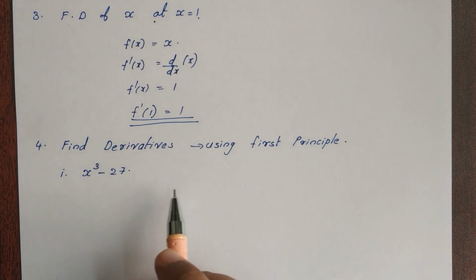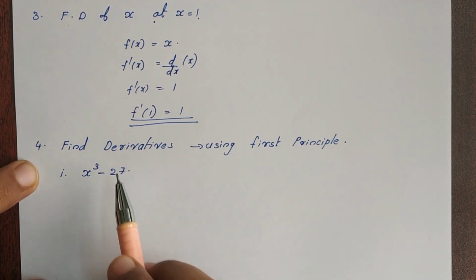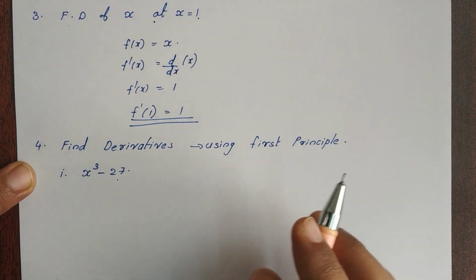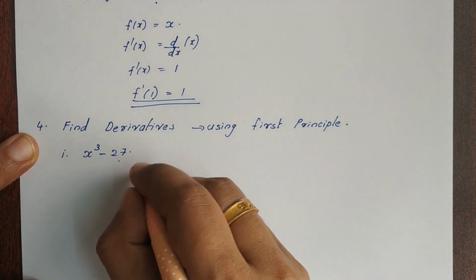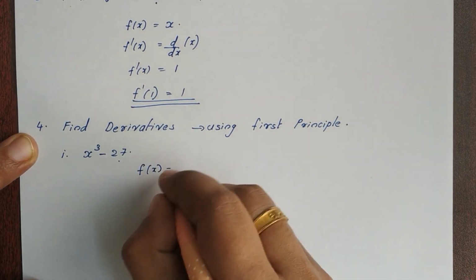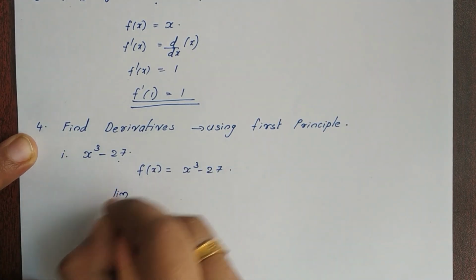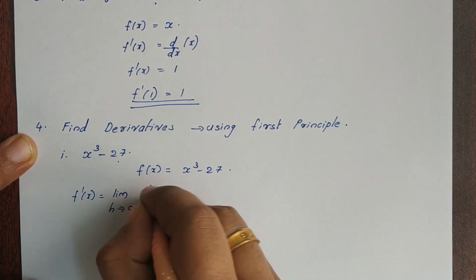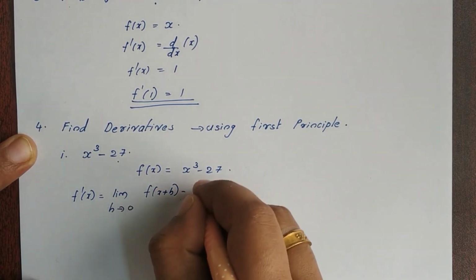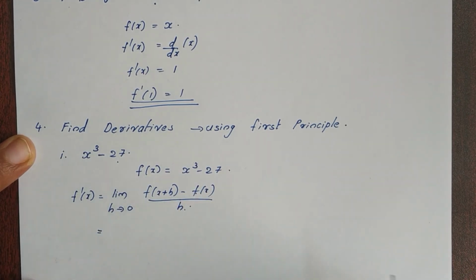Next question, the fourth one: find the derivative of the following functions from first principle. Here there are 4 questions, and these are first principle derivatives. First question: x cube minus 27. So we have f of x is equal to x cube minus 27. Then the derivative f dash x is equal to limit h tends to 0 of f of x plus h minus f of x, the whole divided by h. This is the first principle of derivatives equation.